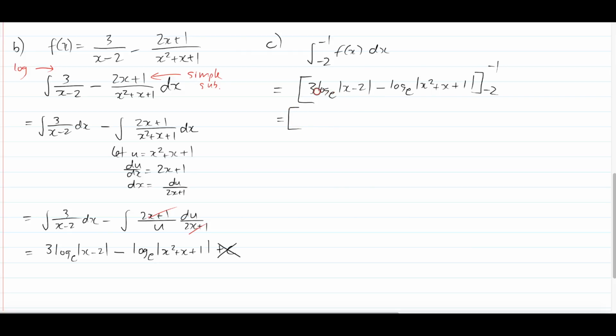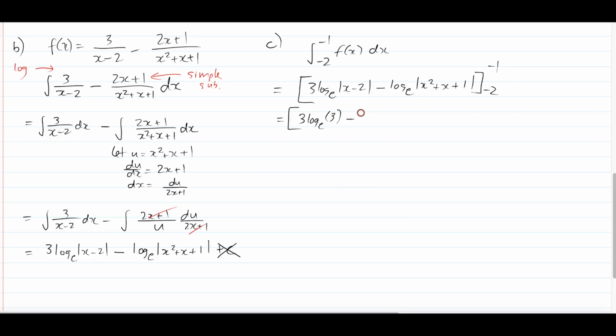But yeah, you can definitely go log e of (x minus 2) to the power of 3 divided by (x squared plus x plus 1). So you can combine the logs together. That's also an option. So 3 log e, I'm going to sub in -1. -1 minus 2 is -3, but mod of -3 is 3.